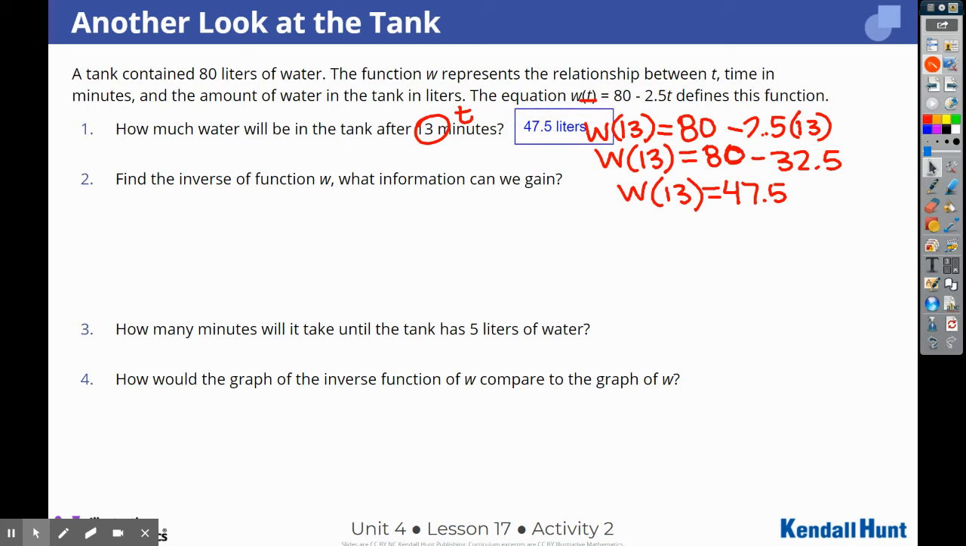Okay, so what if we didn't want to know how many liters of water? What if we already knew that? And we wanted to know at what time the tank would have a specific number of liters of water in it.